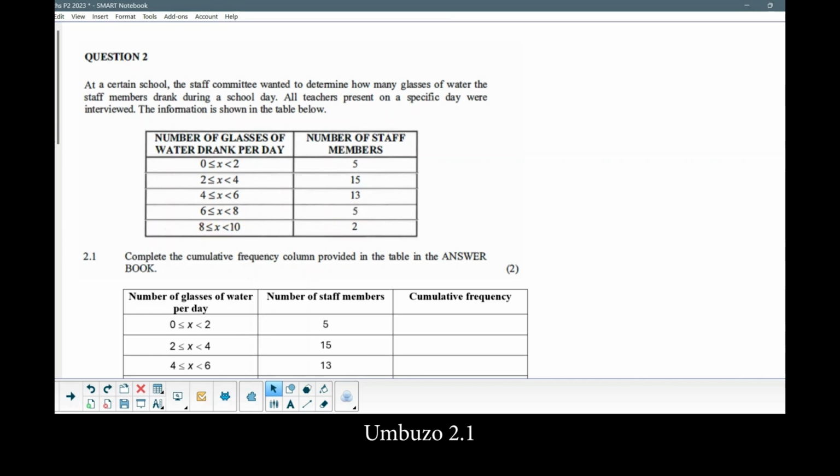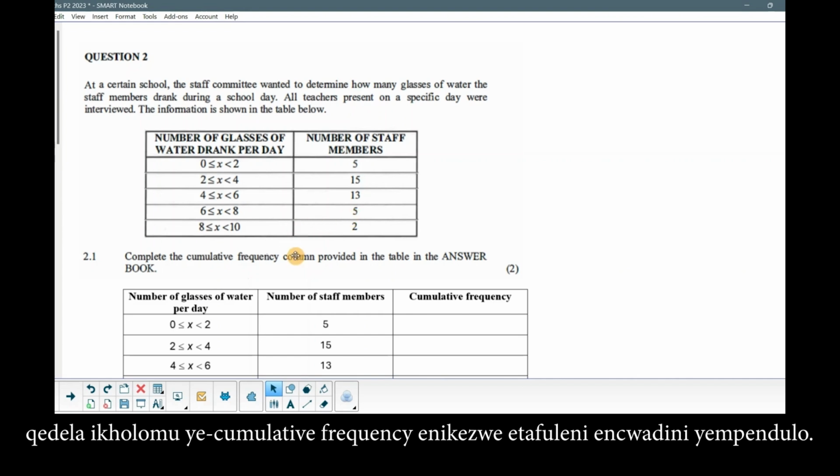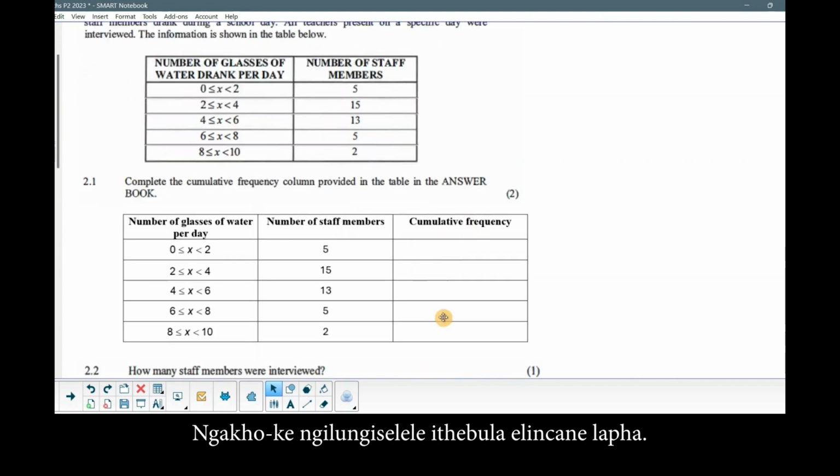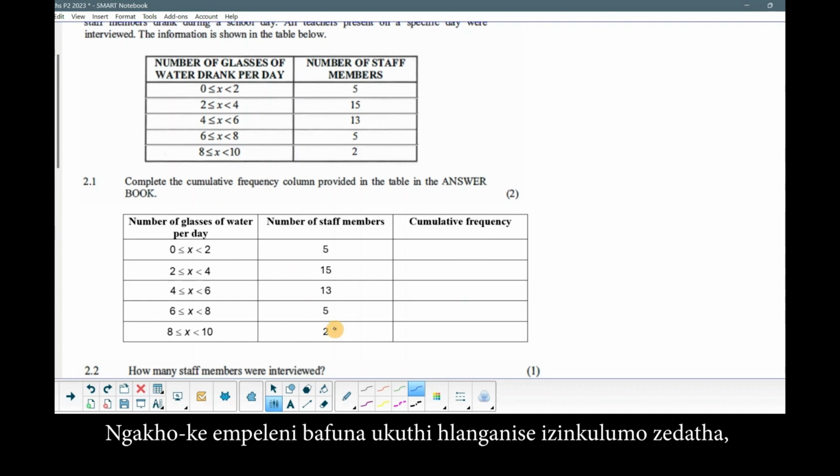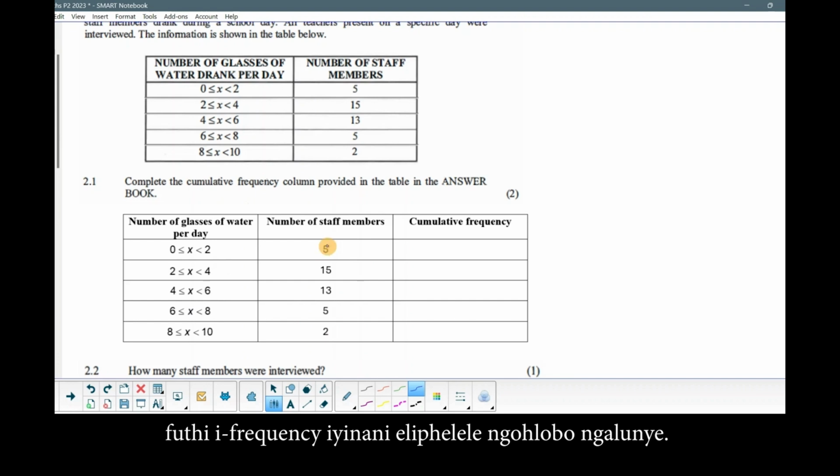Question 2.1. Complete the cumulative frequency column provided in a table in the answer book. So I've created a little table here. I've duplicated the information into that table. And now we're going to complete the cumulative frequency table. So cumulative means to accumulate, to add up together. So essentially they want us to add up the frequencies of the data. And the frequency is total number per category.